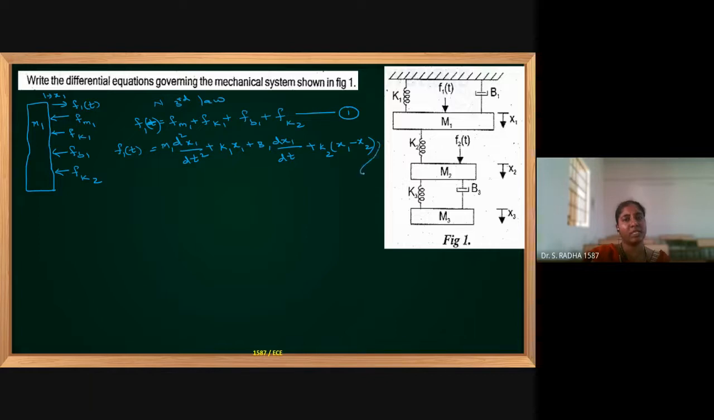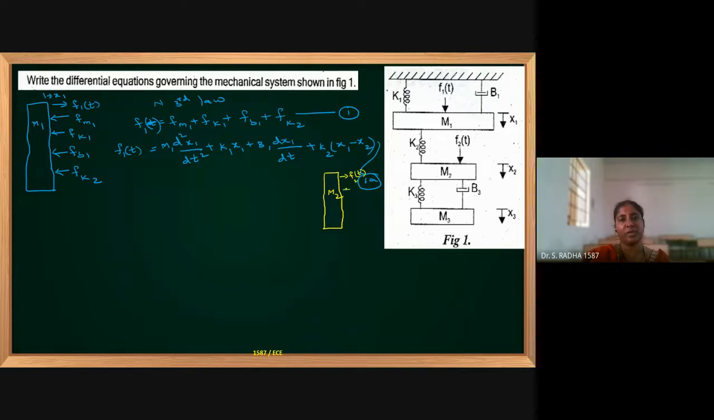This is the force balance equation for the first mass. Okay. Now I am going to the second mass. I will draw the diagram here. M2 mass is present. Okay. The applied force F2 of t is there. It will just try to move it.